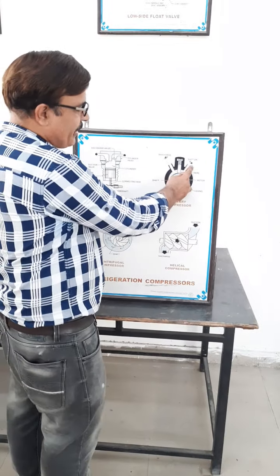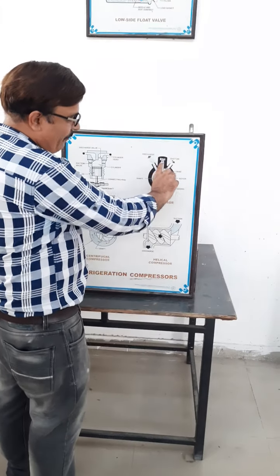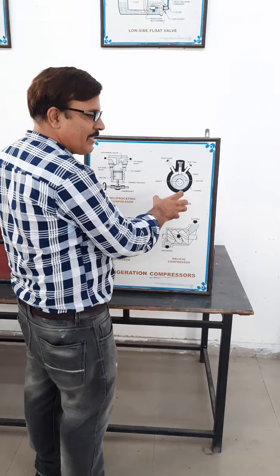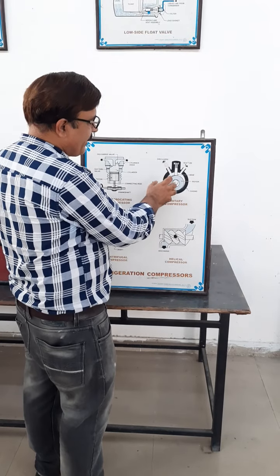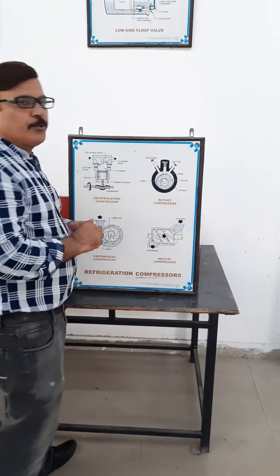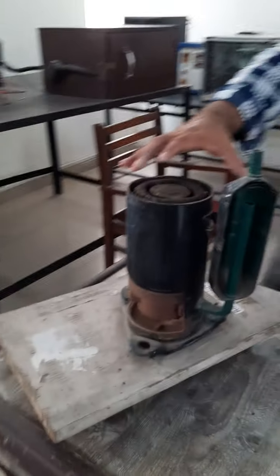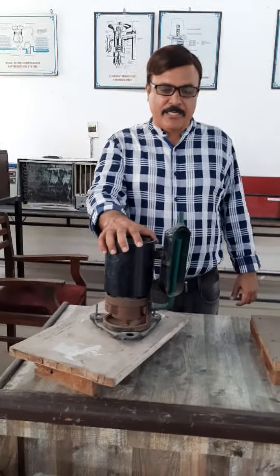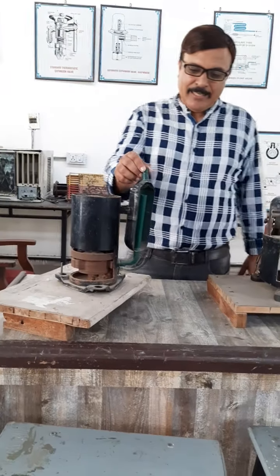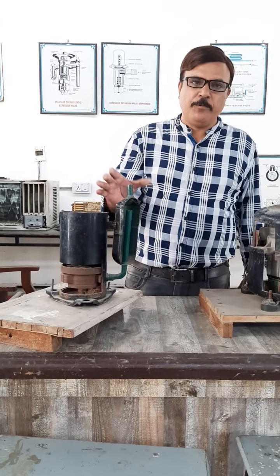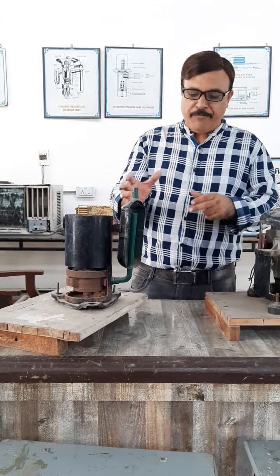So low pressure vapor is coming inside, and when it rotates inside this casing, it will compress the charge, and high pressure and high temperature charge is supplied to the condenser. So this is the rotary compressor. And here there is a cut section model of the rotary type compressor. So look at here. In this case, this is the suction valve, and this is the accumulator, where we will collect the refrigerant.